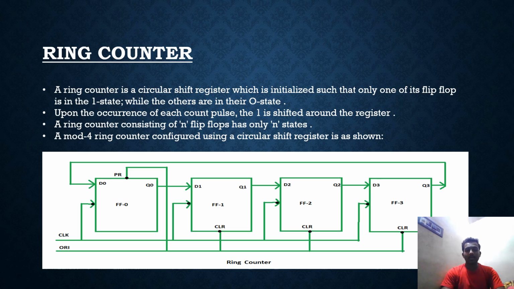The ring counter is a circular shift register which is initialized such that only one of its flip-flops is in the one state while the others are in the zero state. Upon the occurrence of each count pulse, the one is shifted around the register. The ring counter consisting of n flip-flops has only n states. The mod 4 ring counter configured using a circular shift register is as shown in the figure.